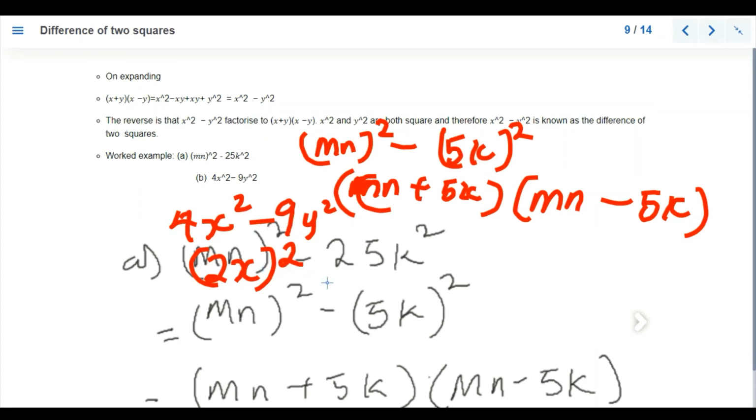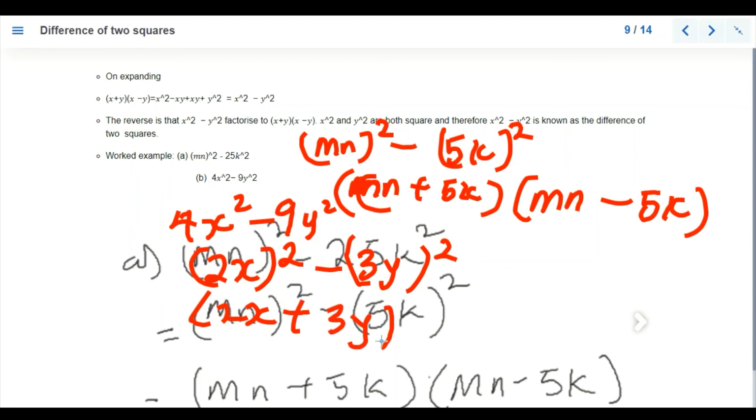We can now express that in square, minus 3y, everything in square, because by the time you open the bracket, it's going to be 2 raised to power 2 and 3 raised to power 2, which is 4 and 9 respectively. So we can rewrite it as 2x plus 3y and 2x minus 3y. By the time you use the term 2x plus 3y to open the term 2x minus 3y, we are going to have 4x raised to power 2 minus 9y raised to power 2.